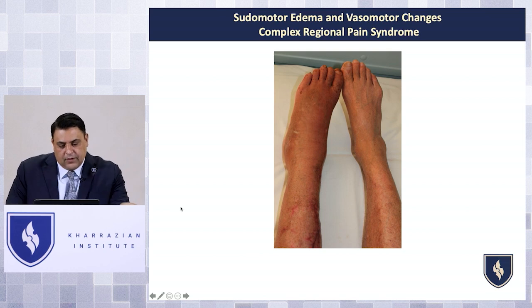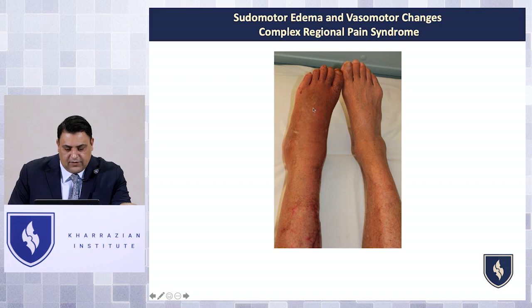Okay, and then in your exam you always also want to look at the skin. Make sure that you don't see pseudomotor edema or vasomotor changes. These are scary when you see them because these are complex regional pain syndromes. They get really swollen like that. And I've got to tell you, I'm completely 100% intimidated by complex regional pain syndromes. They're not easy to manage.